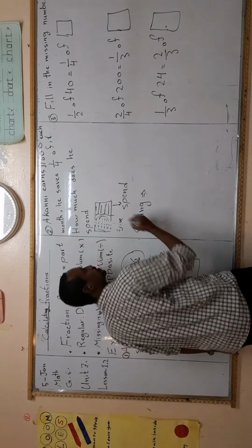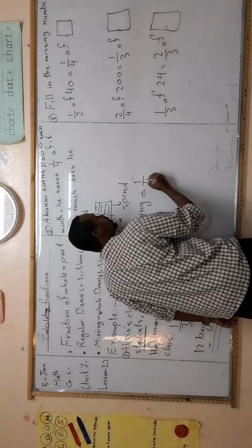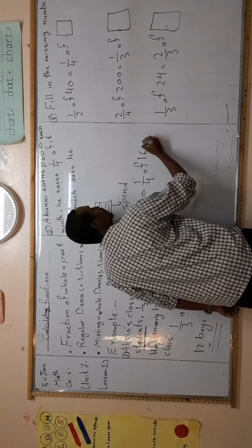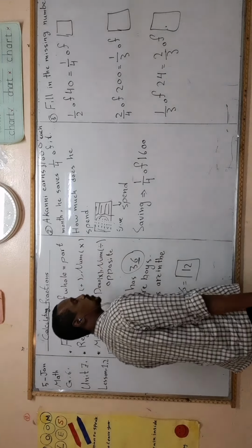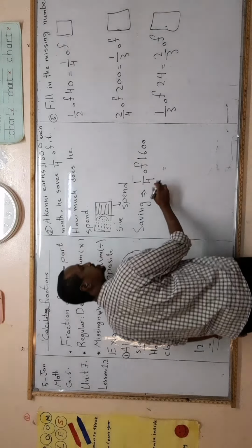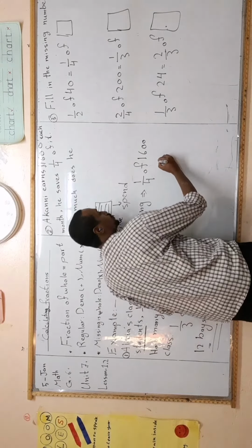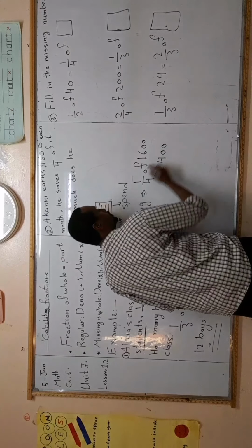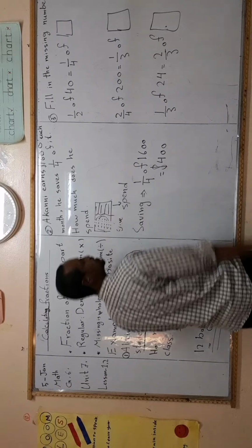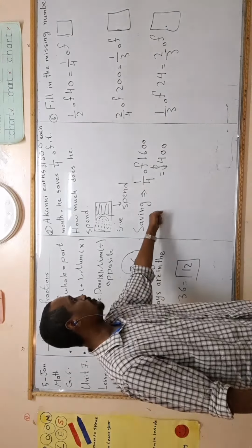So what will I do? It will be 1/4 of $1,600. And this equals what? 1,600 divided by 4 equals 400, multiplied by 1 equals 400. So how much does he save? 400.